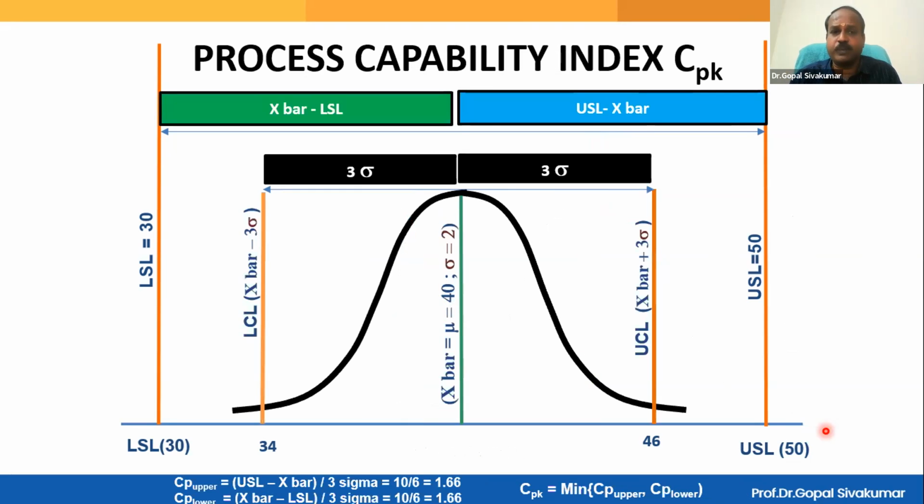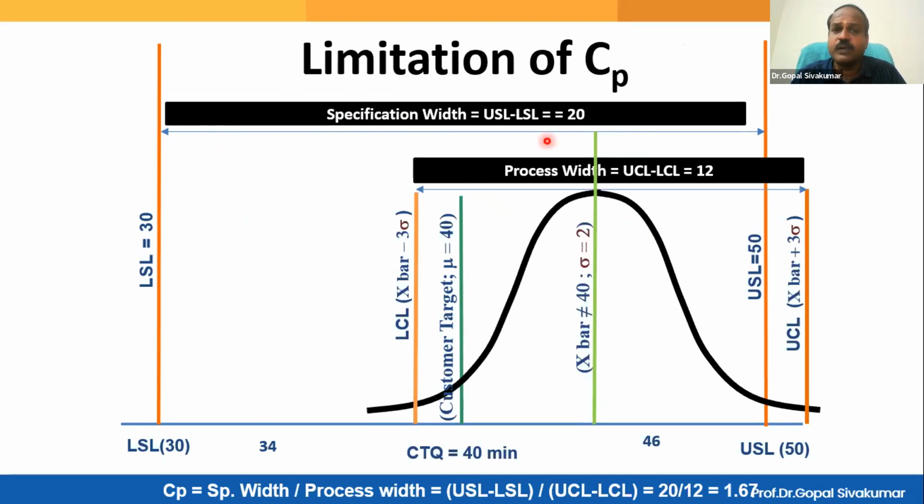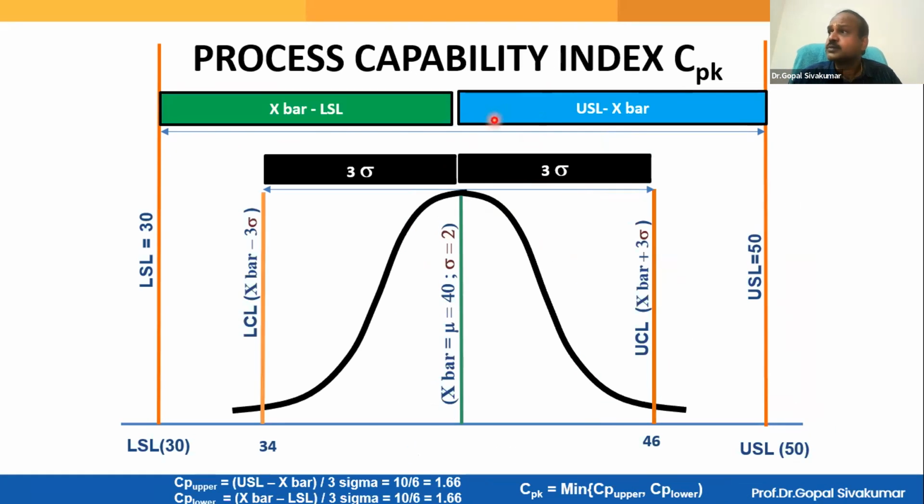Now, CPK is not something confusing. Earlier, we considered the specification width as a whole and the process width as a whole. Now divide the specification width into two parts, and also divide the process width into two parts. Can you see that here? Specification width is divided into two equivalent parts. Process width is also divided into two parts. Totally 6 sigma, so half will be 3 sigma on the right and 3 sigma on the left.